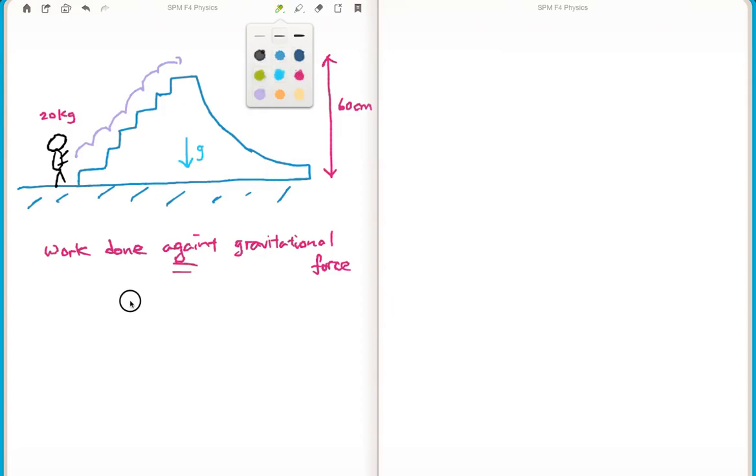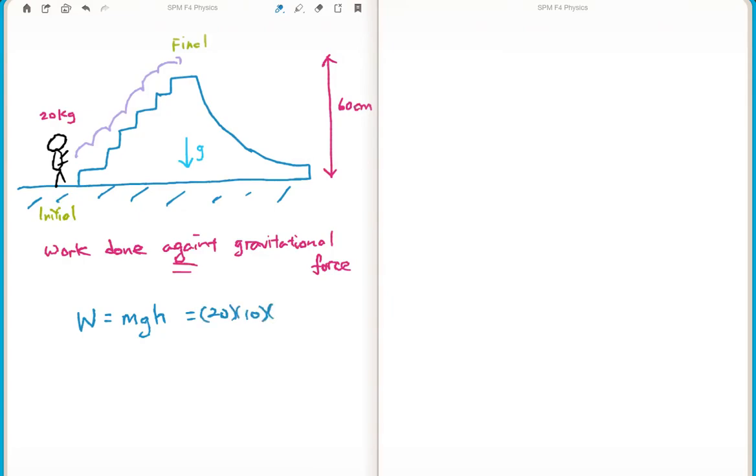According to the law, it doesn't really matter what the process is, whether it's stairs or a slope or whatever it is. What's important is the initial and where it stops here. This is the final spot. Initial and final, what do they have different in terms of height? The direction of force is up and down, and there's an increase of 60 centimeters. So therefore, the work done would be equal to mgh, where m is 20, g is 10, h is 60 centimeters.